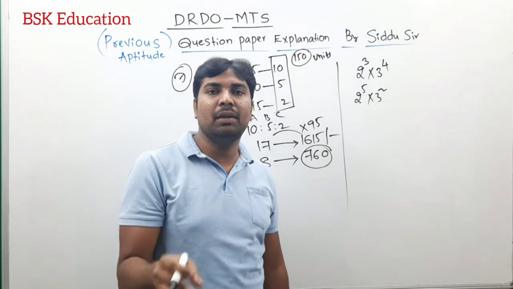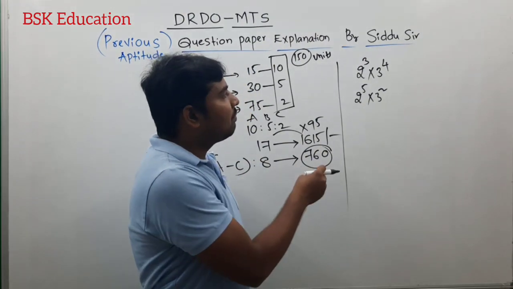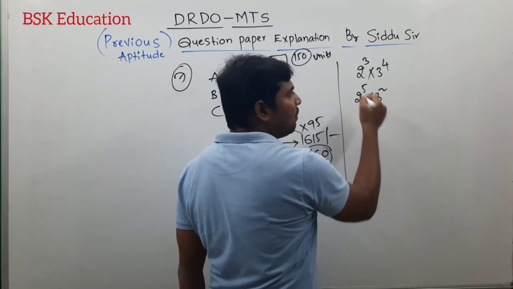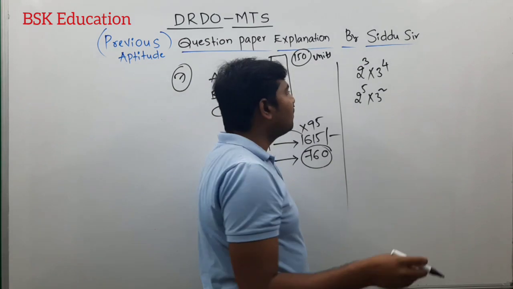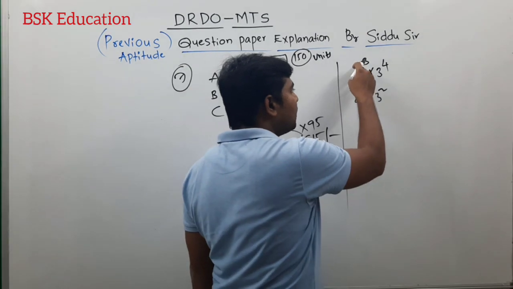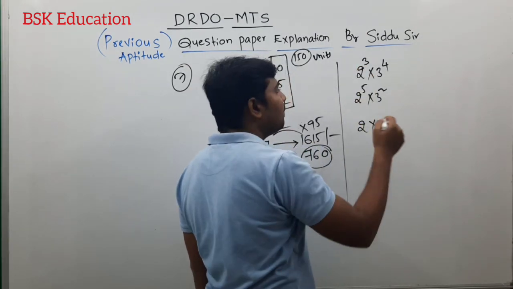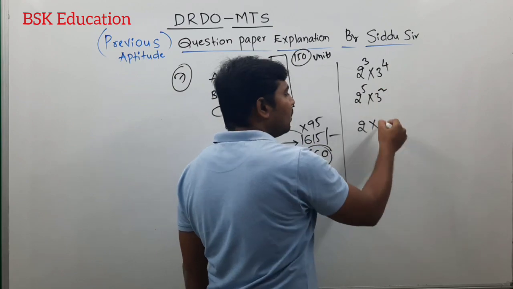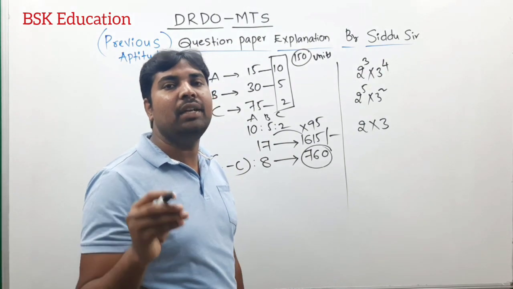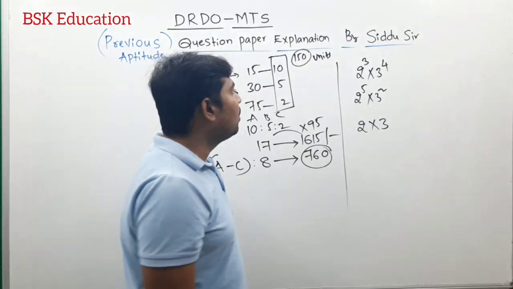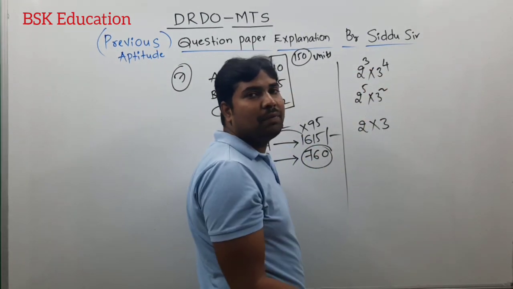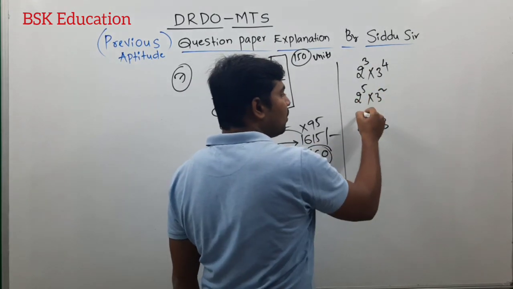According to the prime factorization method, take the HCF of the two values. While calculating the HCF, take only common factors for the multiplication. Here 2 is there, here 2 is there, so take the 2 value. Here 3 is there, here 3 is there, so take the 3 with the lowest power. When calculating the HCF, take the least powers. Which is the least, 2 power 3 or 2 power 5? Obviously 2 power 3.